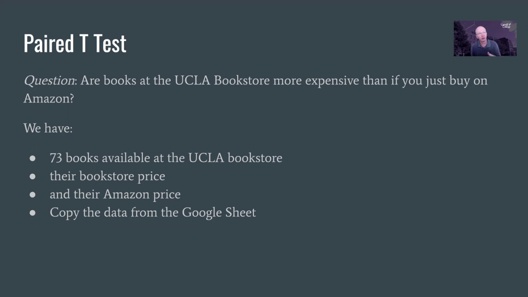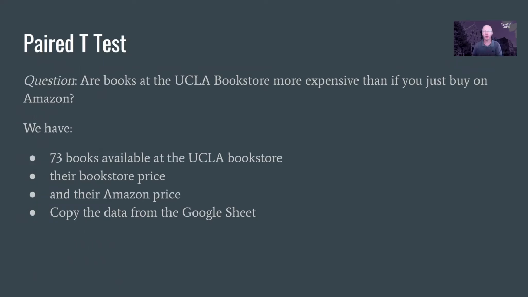Well, we have this data set that we're going to look at that has books that were available for purchase at the UCLA, so University of California in Los Angeles, bookstore. And we have the exact same books on Amazon. And so the statistical question that we have is, are the books actually more expensive at the UCLA bookstore than they are on Amazon?